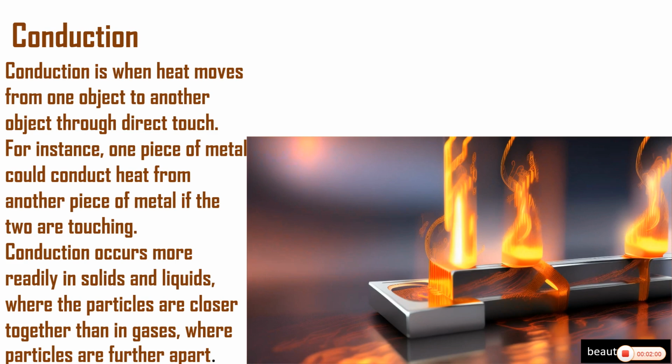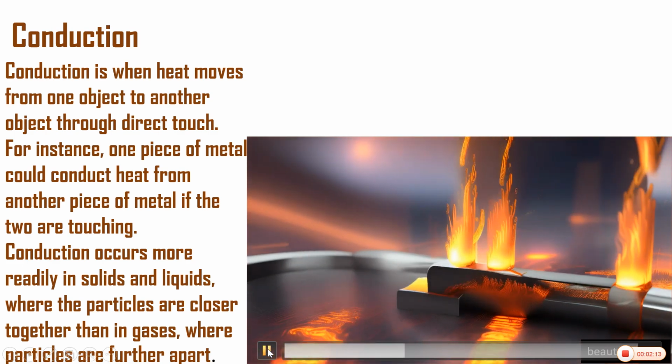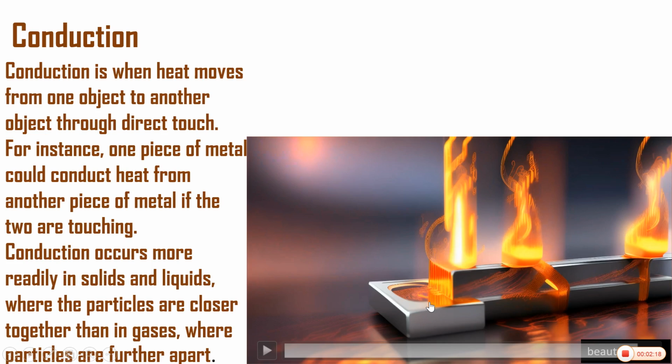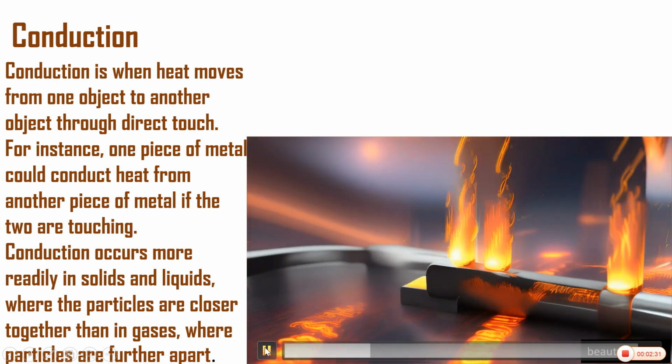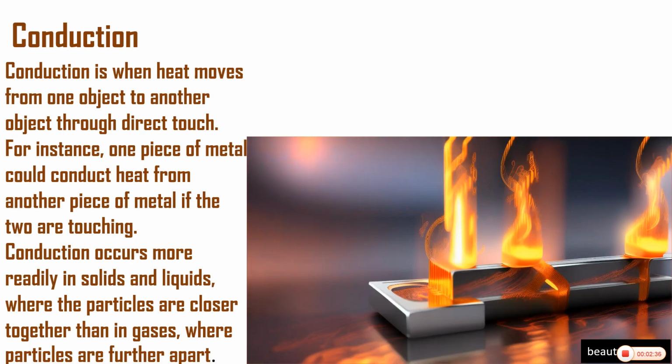Conduction occurs more readily in solids and liquids, where the particles are closer together, than in gases, where the particles are further apart. We have a demo on the screen which is showing us what conduction looks like. This is a hot metal, and there's another metal that is in direct contact with it. Now, automatically, the heat from this hot metal transfers to this one that is cold. That's heat transfer by conduction.